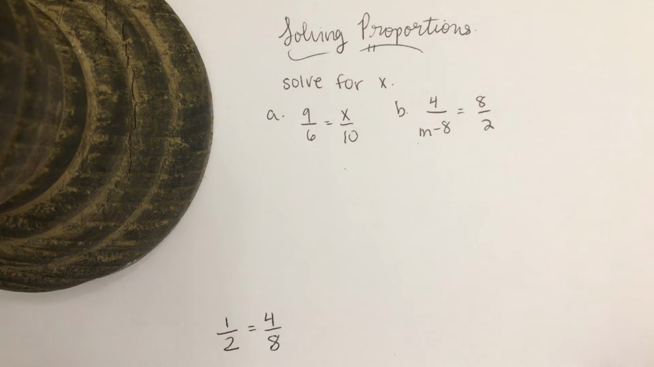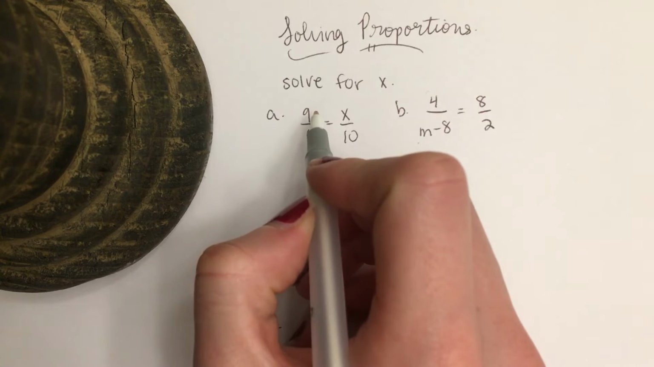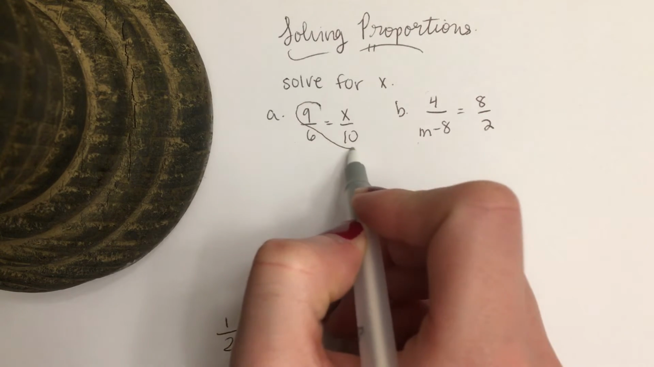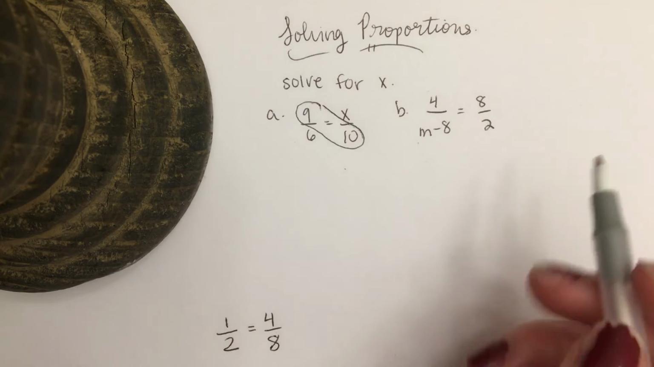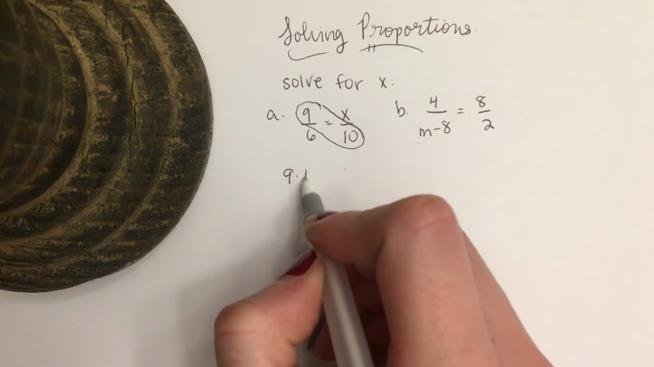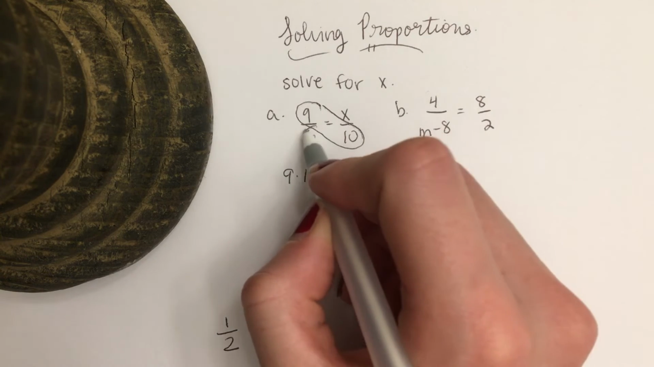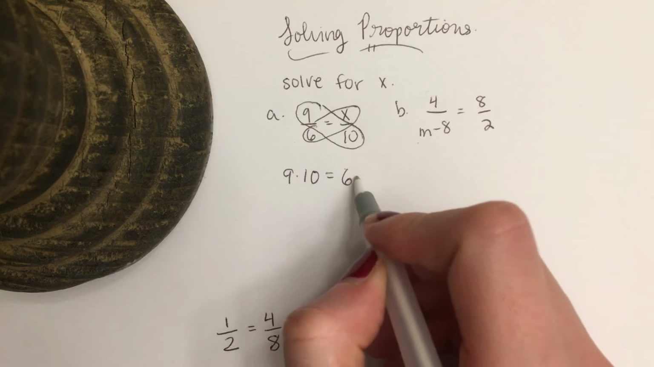And what cross multiplying does is it takes these fractions and turns them into a linear equation, which is something we're a little more familiar with solving. So in order to cross multiply, you just start with one diagonal. It doesn't matter which diagonal you start with, but you're going to start with the diagonal, so 9 times 10 equals, and then you're going to do the diagonal the other direction, 6 times x.